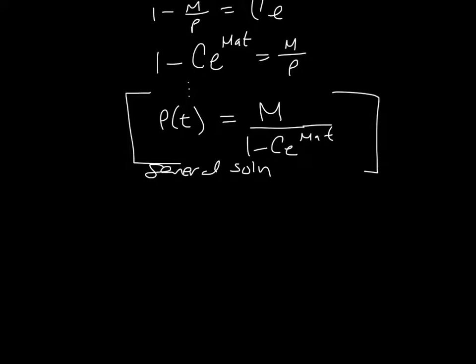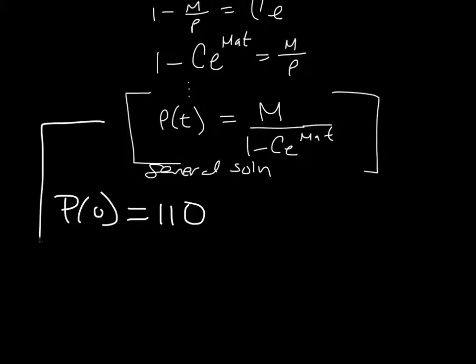And we have the following. Well, we know from our given information way above, we know P of 0 is equal to 110, right? I definitely wrote that down. And so with our model, we have the following. Using this, we have 110 equals, my M is 120, right?